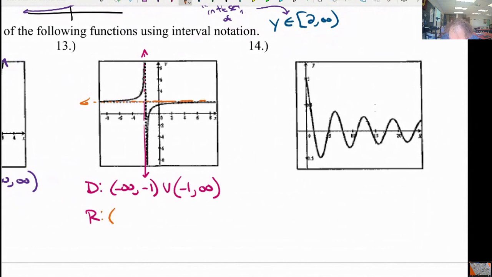Very cool. The range has kind of the exact same thing happening, but it's at +1 horizontal. This goes from negative infinity to +1. We're going to union that with the group from 1 to infinity. There you go. So there's a vertical asymptote at -1 and a horizontal asymptote at +1. And then we get these weird fun graphs.